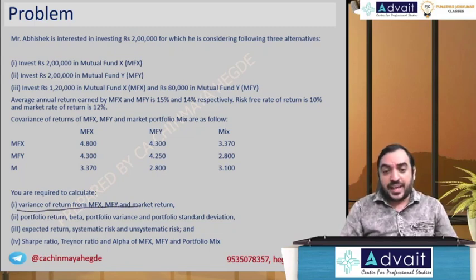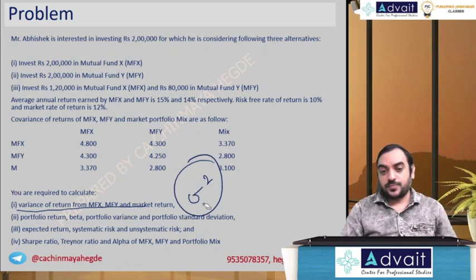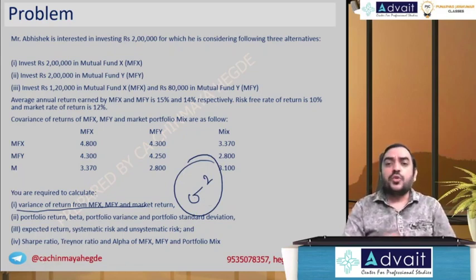Variance of return from XY market return. What is variance? Sigma security square, standard deviation square. That is variance. You know that is a formula for variance. How do we calculate variance? We know, sir, summation x minus x bar divided by n, square root. If I do a square, I get variance.